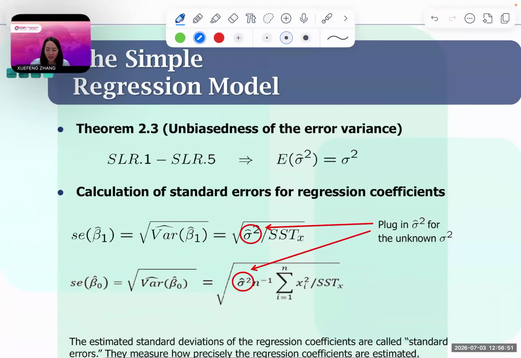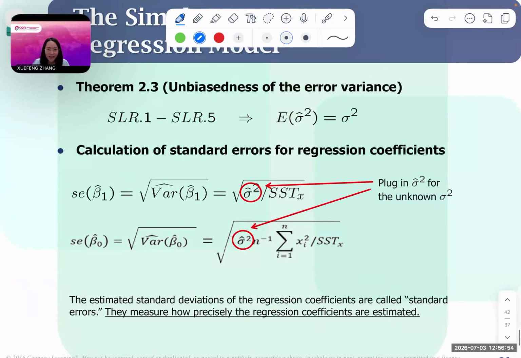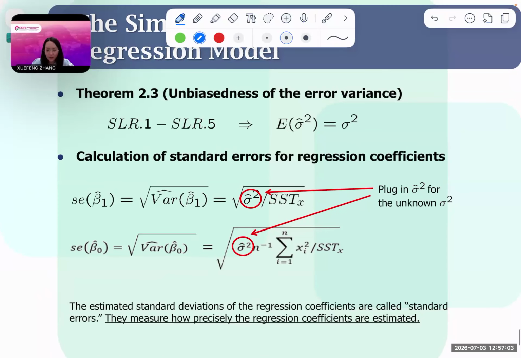Okay, almost done. Here is our last slide of this chapter. So please bear in mind and please follow me. This slide ties everything together. Under assumptions 1 to 5, the expectation of sigma square hat equals the true sigma square. This means unbiasedness of the error variance, okay?